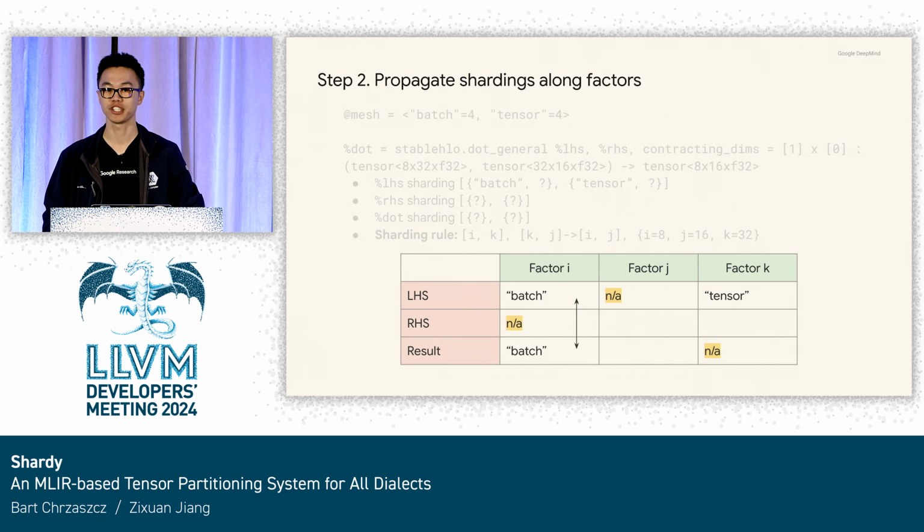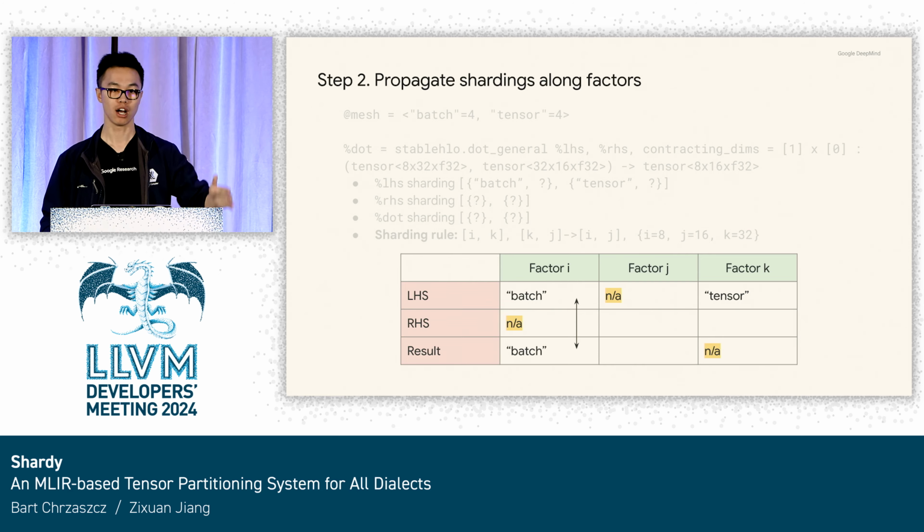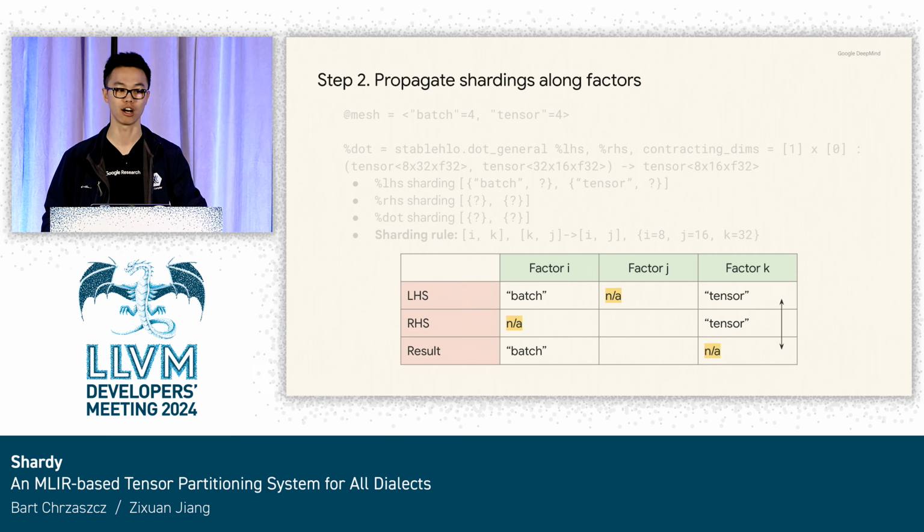Now we proceed with the second step, which is to propagate shardings along these factors. First of all, we can propagate shardings along the factor I. Since there is no conflict, we will just propagate the sharding axis batch directly along this column. Similarly, we can propagate the tensor axis along the column, along the factor K.